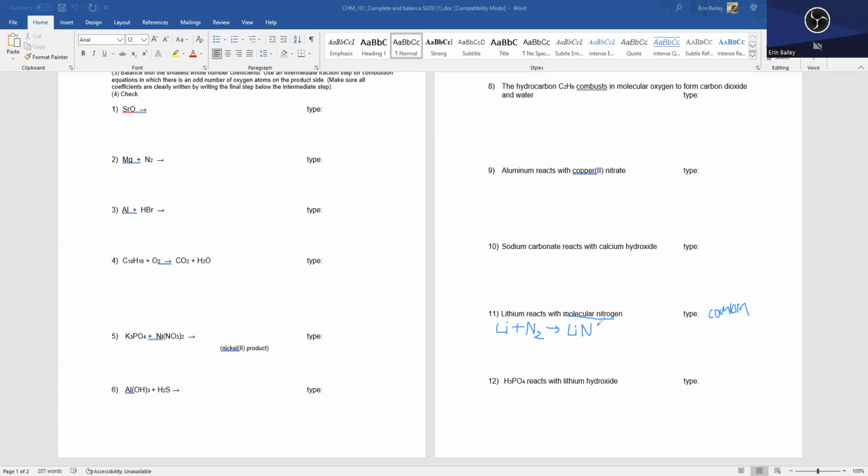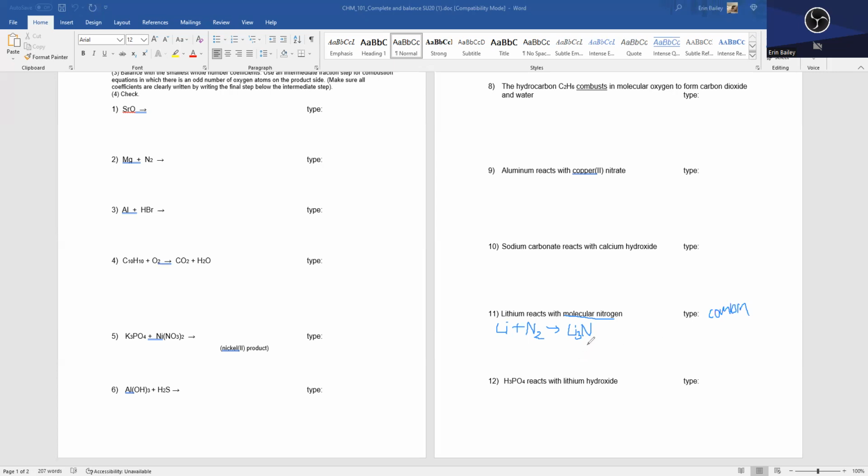So there's more negatives than there are positives, and I can multiply my +1 that I have with lithium by 3, by putting the subscript there to even out the -3 charge of the nitrogen. And now all I have to do is balance it.